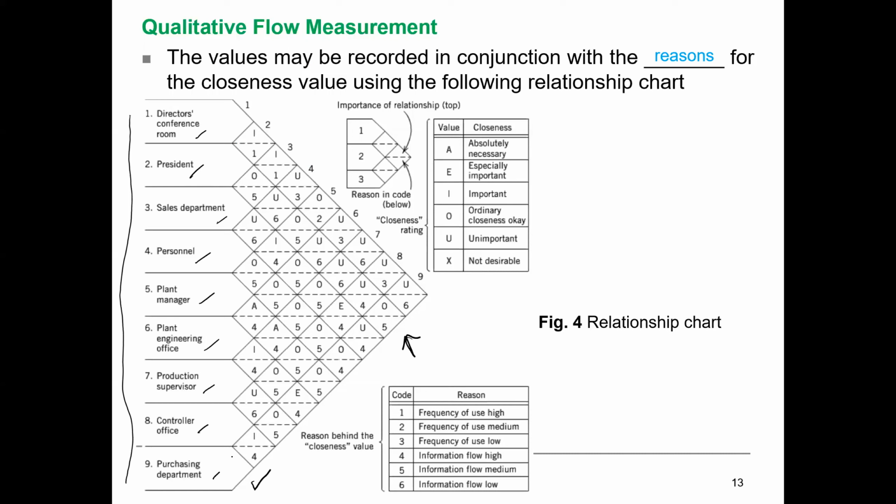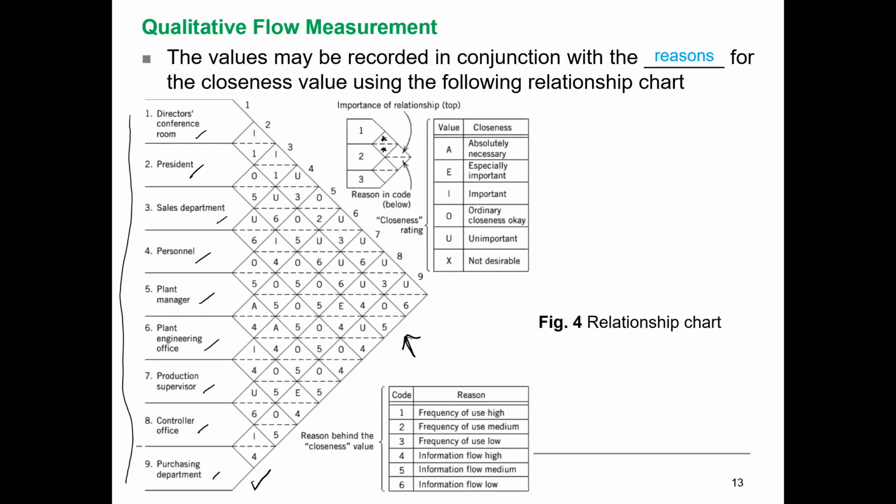And if we are trying to define the relationship between them, or whether or not they should be located close to each other using this qualitative way of measure, we can have this format in which we have the diamond divided in two, and we can locate at the top of the diamond the importance of relationship, and then at the bottom we can state the reason.